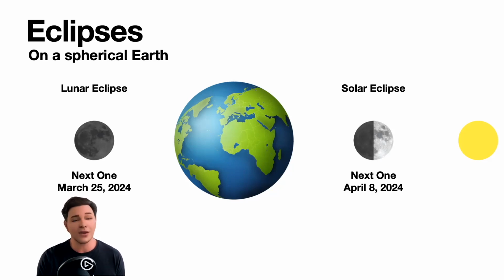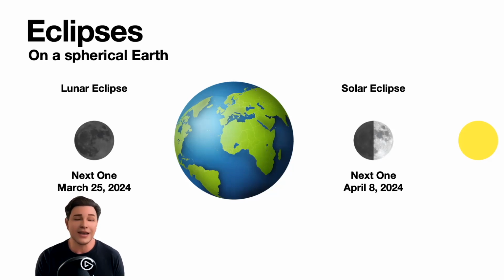No flat earther will really talk about that on a flat earth model, how we can prove when a lunar and a solar eclipse are going to happen. They won't tell you on a flat earth how they are predictable like that. So on the left, lunar eclipse, the sunlight is blocked by the earth because it's directly on the other side. That happens once, maybe twice a year. The next one's happening on March 25th.